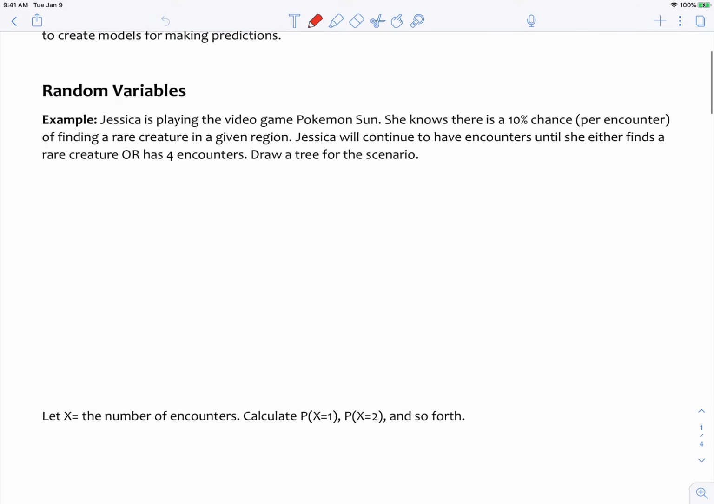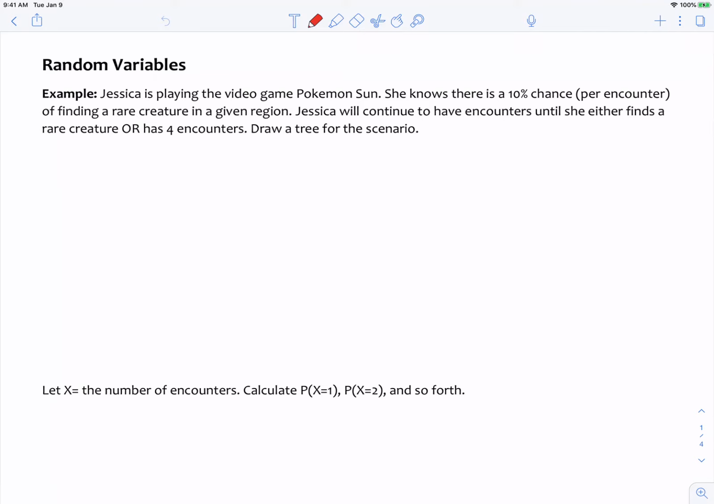So our first example, Jessica is playing the video game Pokemon Sun. She knows there is a 10% chance per encounter of finding a rare creature in a given region, and Jessica's going to continue to have encounters until she either finds a rare creature or has 4 encounters. And so let's draw the tree diagram for this scenario.